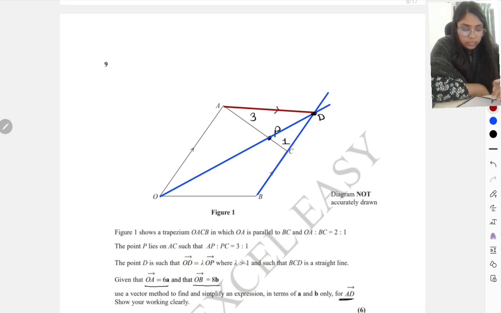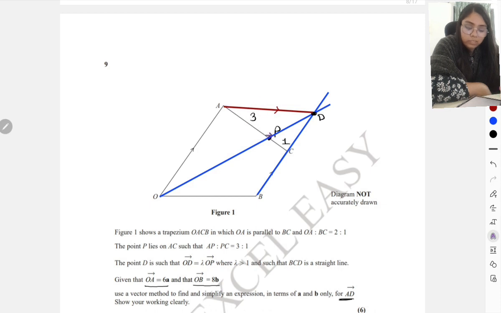OA and AD. You can certainly find one expression for AD using OA, AD, and OD, right? But the problem is you do not have any value for OD. And then again, to find a value for OD, you have to find a value for OP, because OD was related to OP, and we do not have any proper fraction for that also.